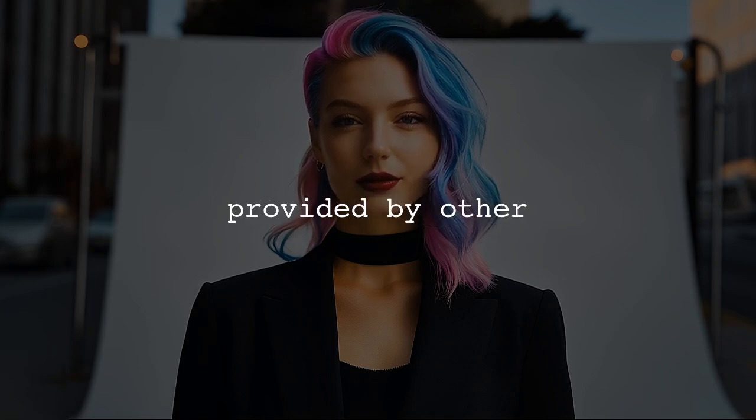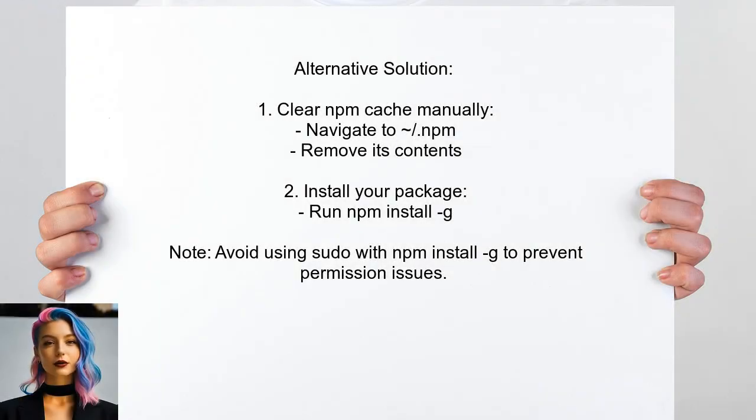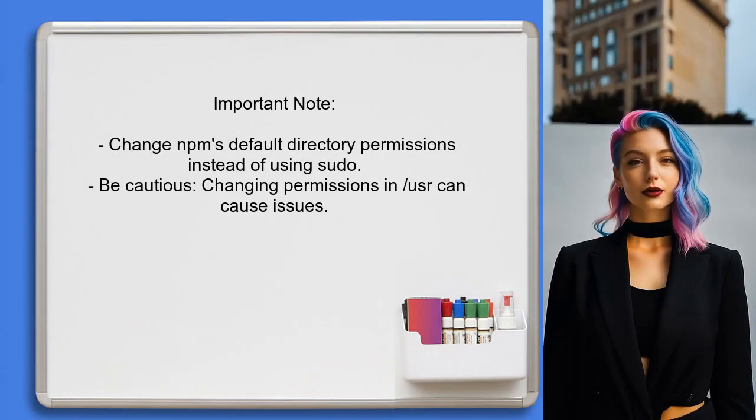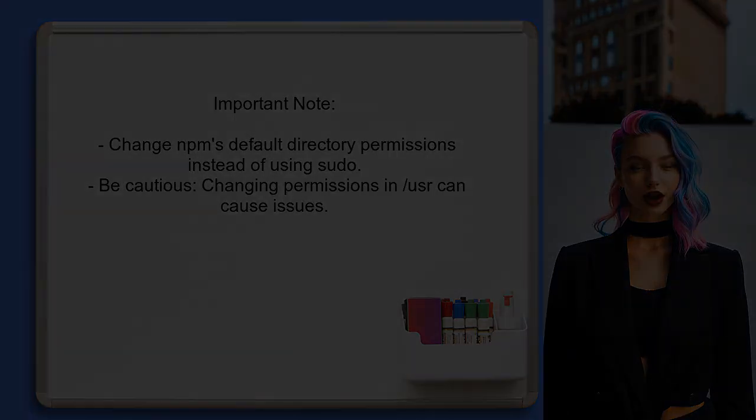Now, let's look at the answers provided by other users. An alternative solution from another user suggests that running npm cache clear may not always remove all cache files. They recommend manually deleting the contents of the default npm cache folder, which is located at ~/.npm on Linux. After clearing the cache, you can try installing your package again without using sudo. Additionally, the user advises changing npm's default directory permissions instead of using sudo. They caution that if npm's default path is set to /usr, changing directory permissions could be harmful.